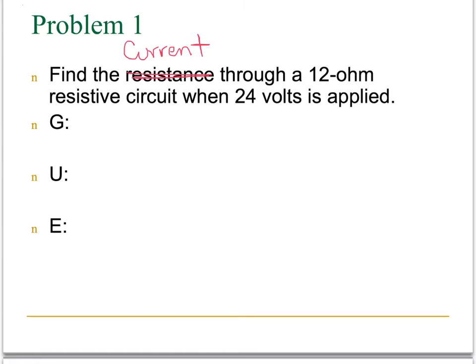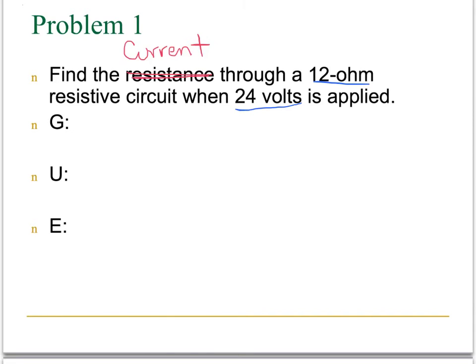Before we begin the sample problems, please make the following change. For sample problem 1, it currently says find the resistance through a 12 ohm resistive circuit when 24 volts is applied. Please change the word resistance to current. So now the question reads, find the current through a 12 ohm resistive circuit when 24 volts is applied.